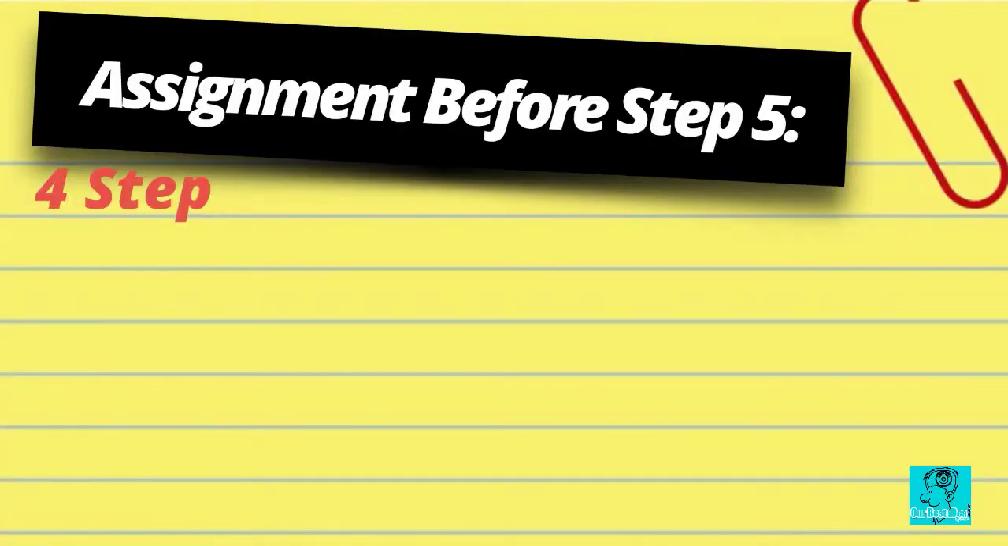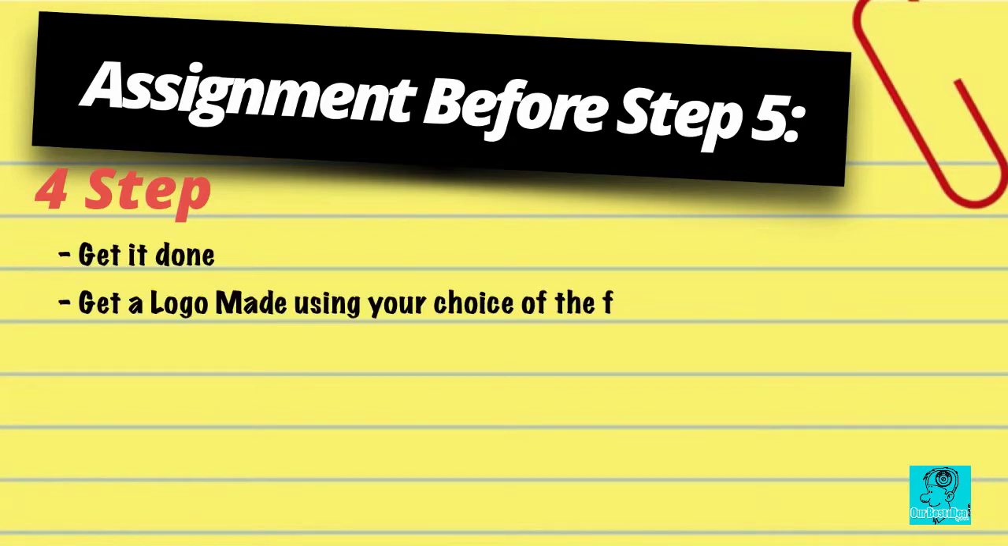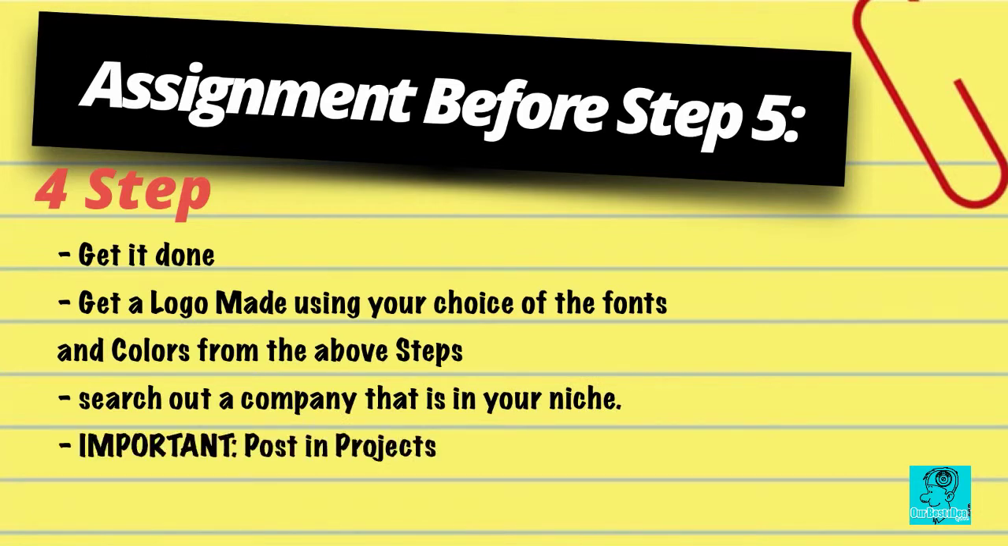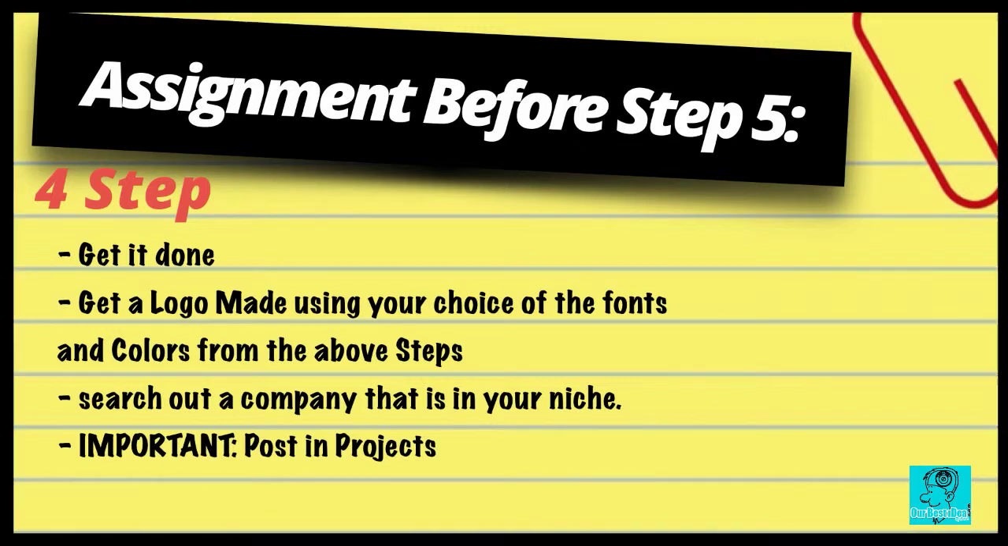All right, assignment before step 5. So in step 4, get it done. Get a logo made using your choice of fonts and colors from the above steps. And once you have that done, you want to post it in the projects. Okay, so if you need more information, look at other companies in your niche. You can check around and, like I say, send the fonts and the colors to whoever's making it. And we'll see you in the next step.